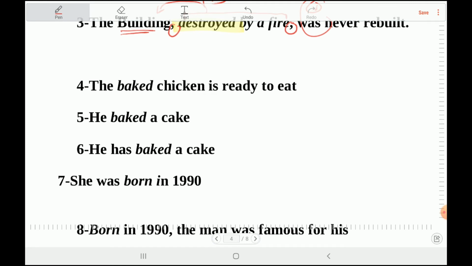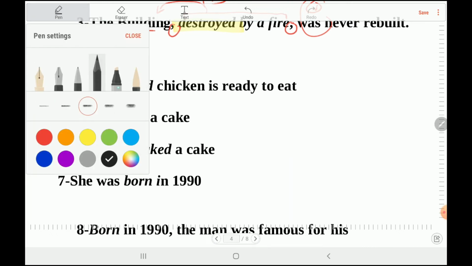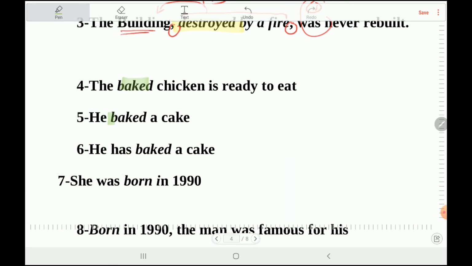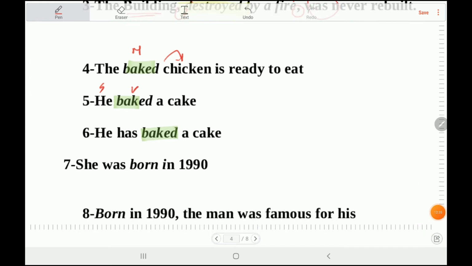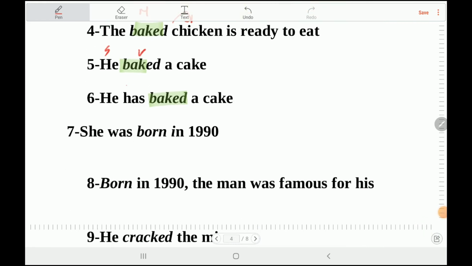Okay, number 4. The baked chicken is ready to eat. He baked the cake. He has baked a cake. Now you've understood the trick. Baked: where is the subject and where is the verb? The baked chicken: you are modifying the chicken, so baked is a modifier. But he baked the cake is an action verb, so this is the verb and this is the subject. He has baked a cake: helping verb, so this is the past participle and this is a verb.